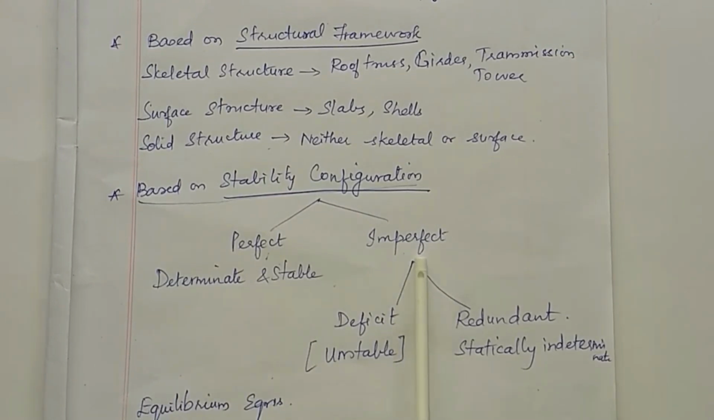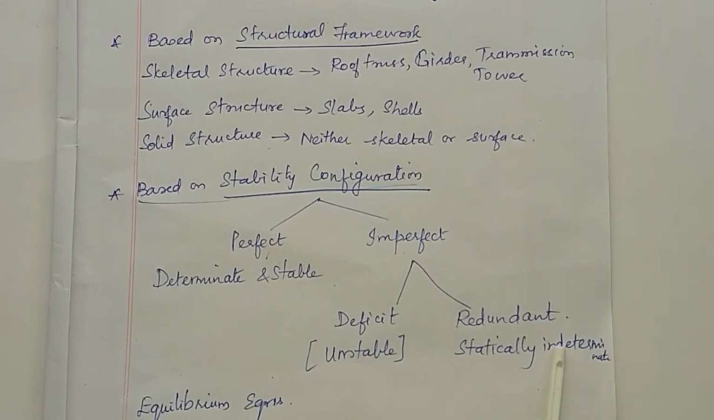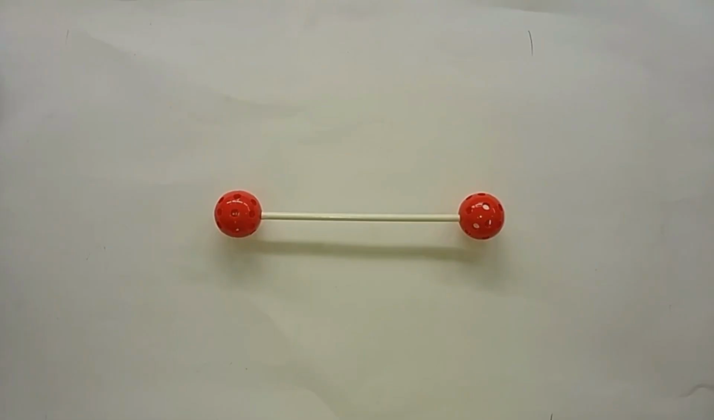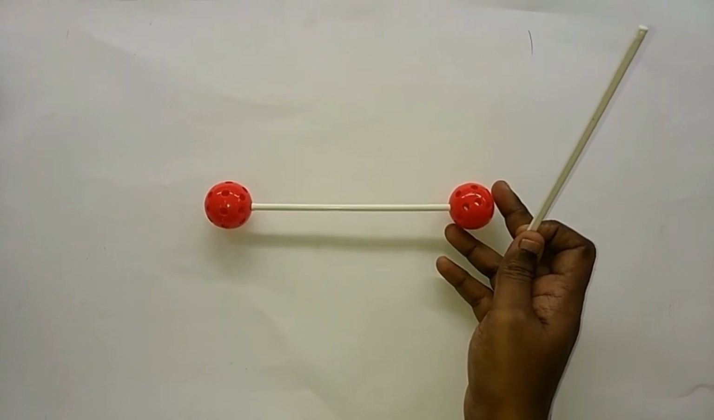Imperfect structure is studied under two heads. One is deficit structure, another one is redundant structure. Deficit structure is an unstable structure. Redundant structure is said to be a statically indeterminate structure. We learn what is the meaning of static indeterminacy and determinacy now. Before that, we need to know what is a two-dimensional structure and what is a three-dimensional structure. Let us take this to be a two-dimensional beam.